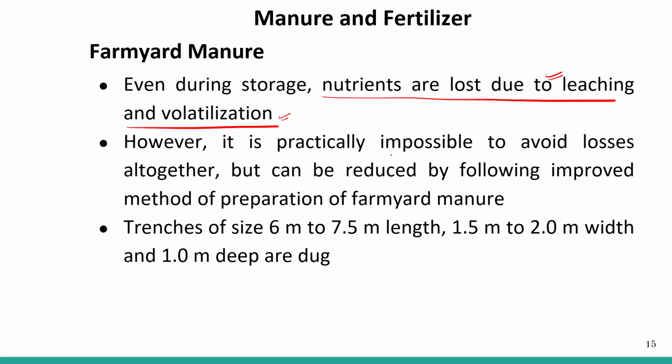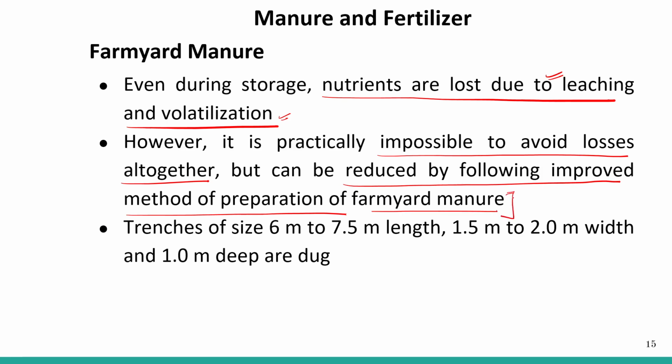However, it is practically impossible to avoid losses altogether, but they can be reduced by following an improved method of preparation of farmyard manure. So it is a practical thing that we cannot eliminate all the losses, but to some extent, if we try at the farm, by the preparation of this farmyard manure, we can reduce this loss.